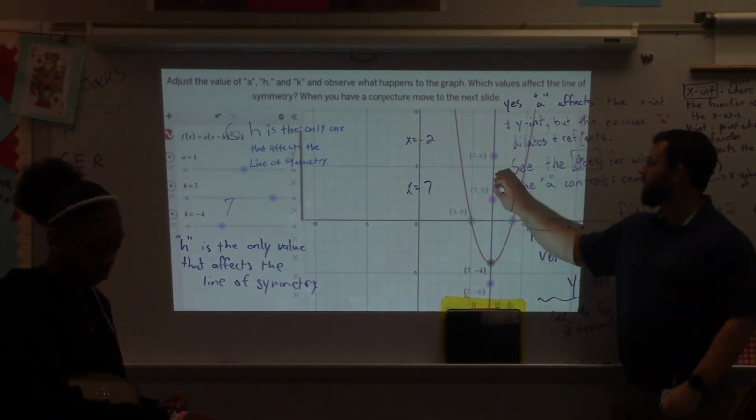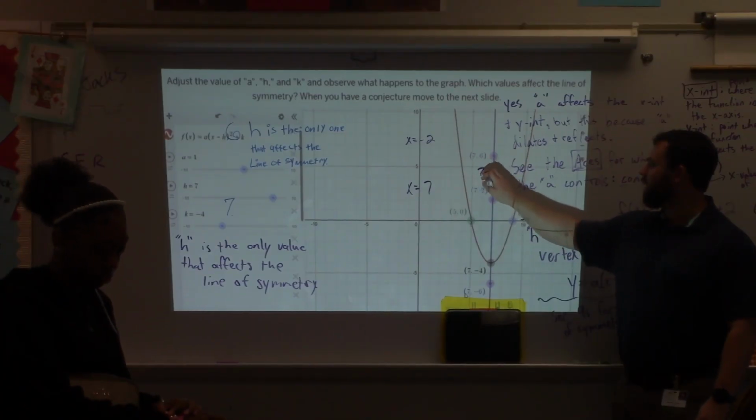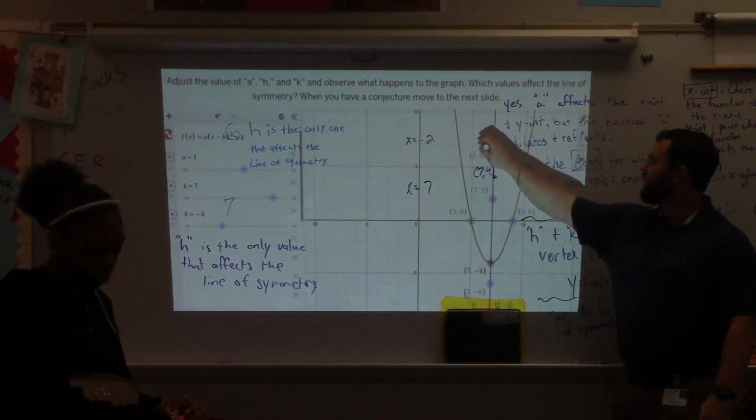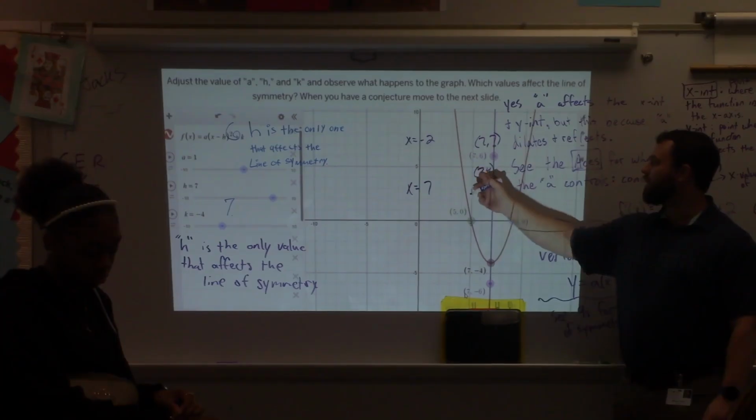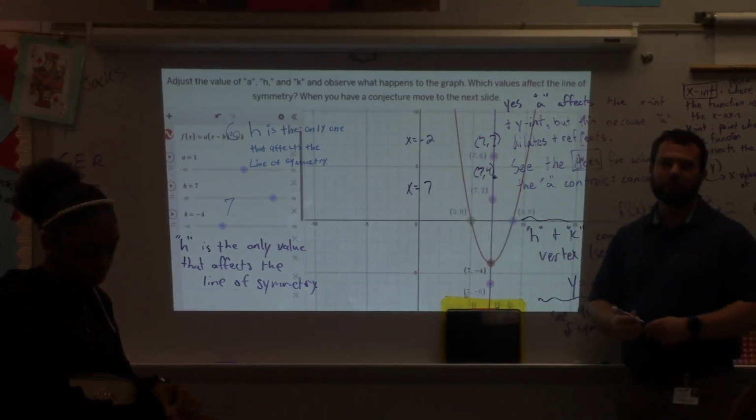Notice I could have put this point right here. That would be the point 7, 4. This would be 7, 7. Notice the y doesn't matter. What matters is that the x value is 7, which is what h is.